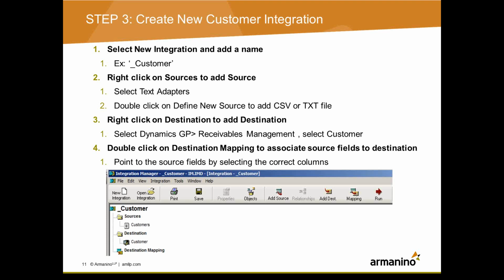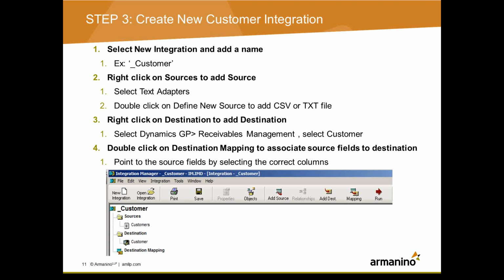If you put in an underscore before the naming of the integration, it will bounce it up to the top in your list. The next step is to right-click on sources and add the source. Here you would select the text adapter and you would define the name of that source. For my example, I have customers, and in that window I would then add either the CSV or text file to that.